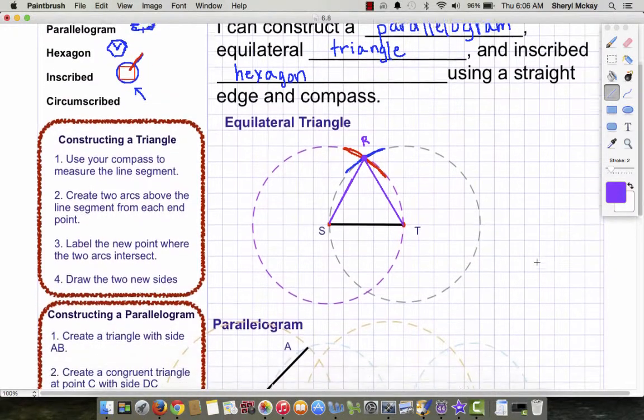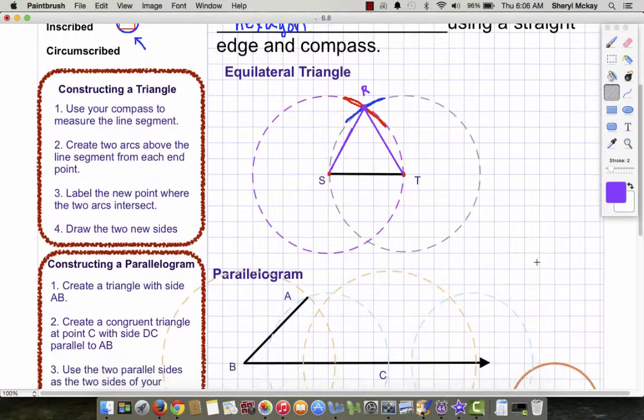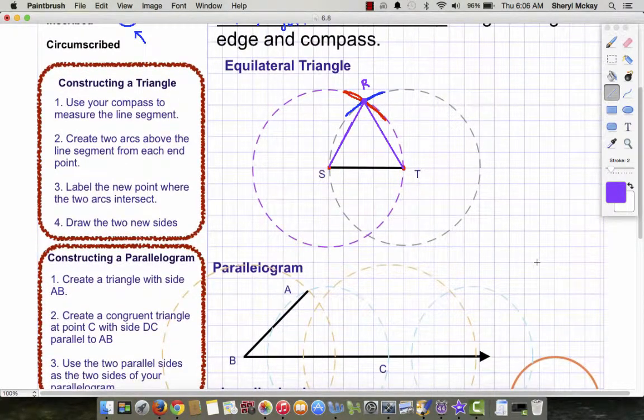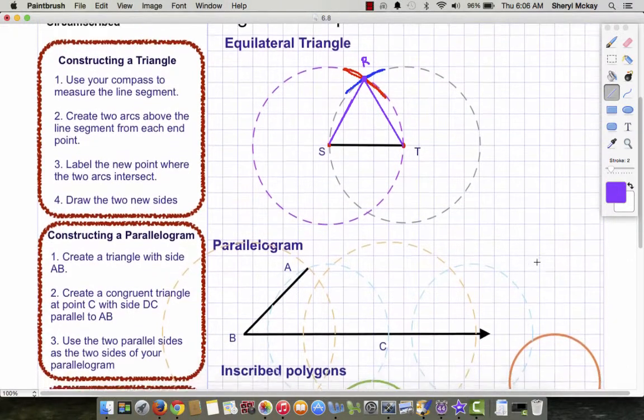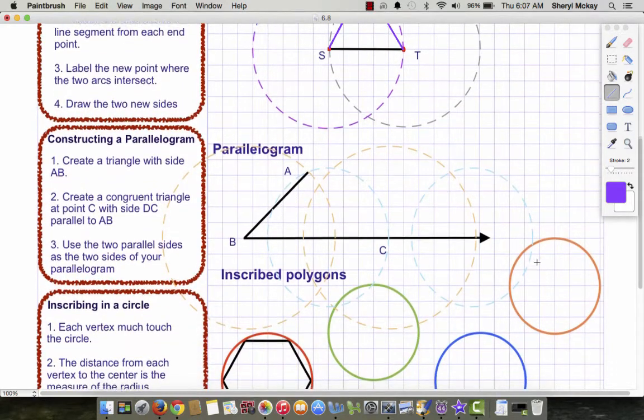All right? Now, also, I have written out the instructions briefly. I didn't spend a lot of time on them because we've been practicing this, and you should be getting pretty good at constructing. So the instructions for constructing a triangle are in the margin over there. Let's work on a parallelogram.